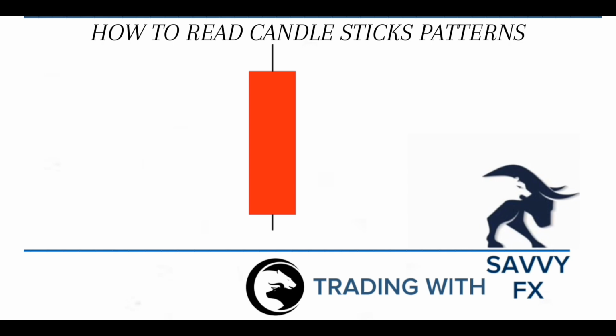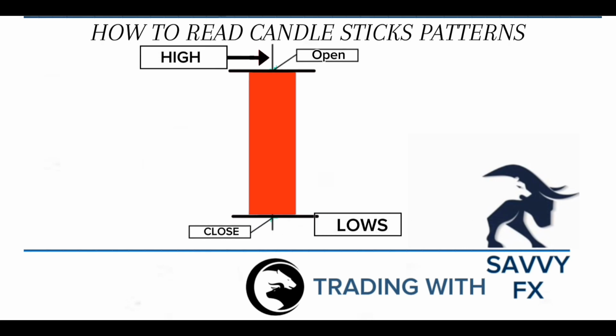Red candlesticks indicate that the price closed lower for a session. The top of the body represents the opening price. The bottom of the body represents the closing price. The wick above shows the high, while the wick below shows the low.